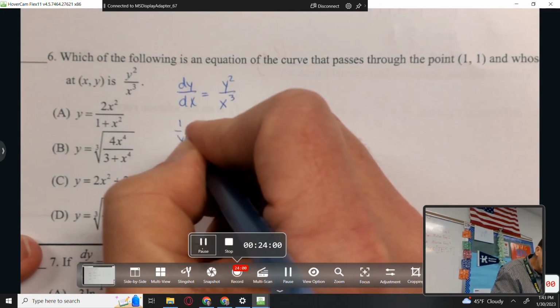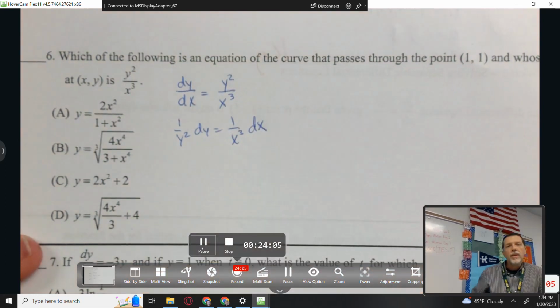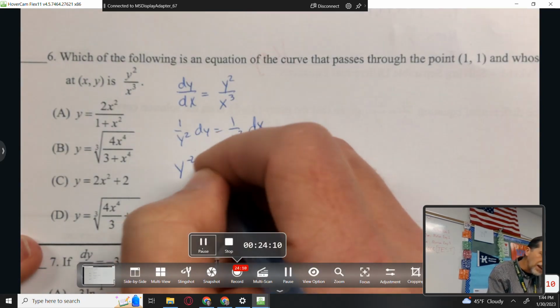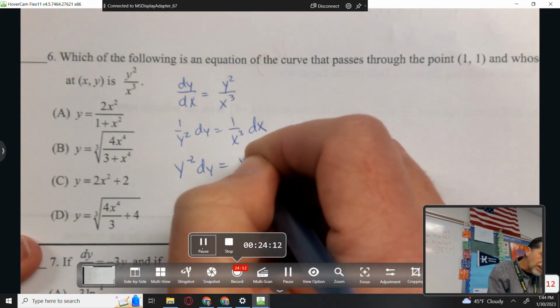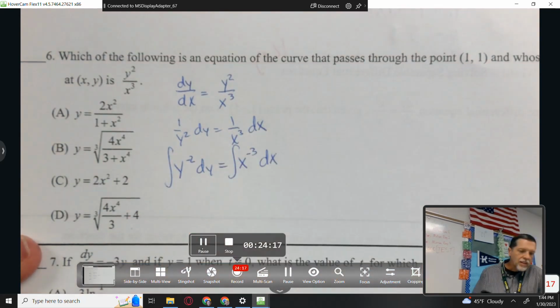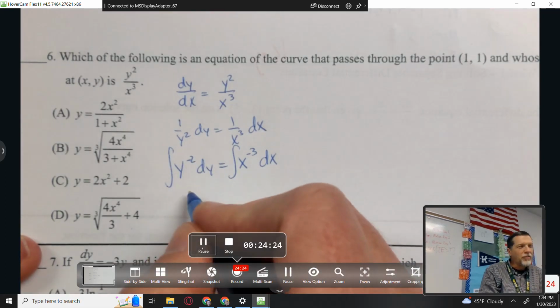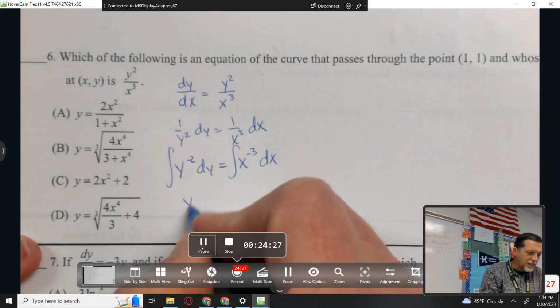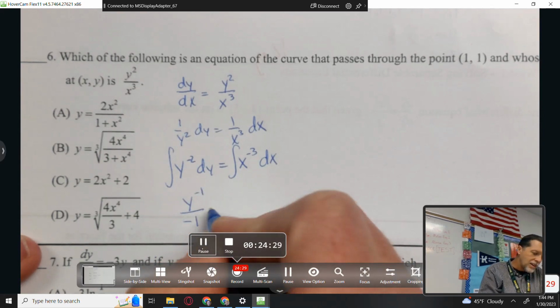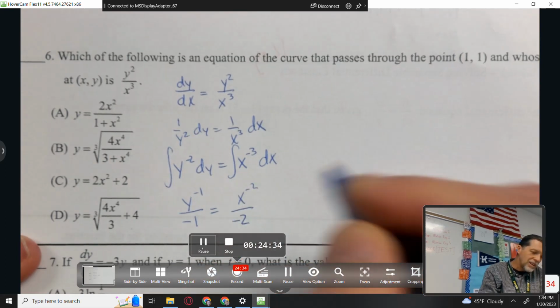So 1 over y squared dy equals 1 over x cubed dx, which I don't really integrate like that, because I want them as powers. y to the negative 2 dy, x to the negative 3 dx. Then we can integrate. So increase the power by 1. Be careful. Increase the power by 1. Increase the power by 1. That always hurts my head.